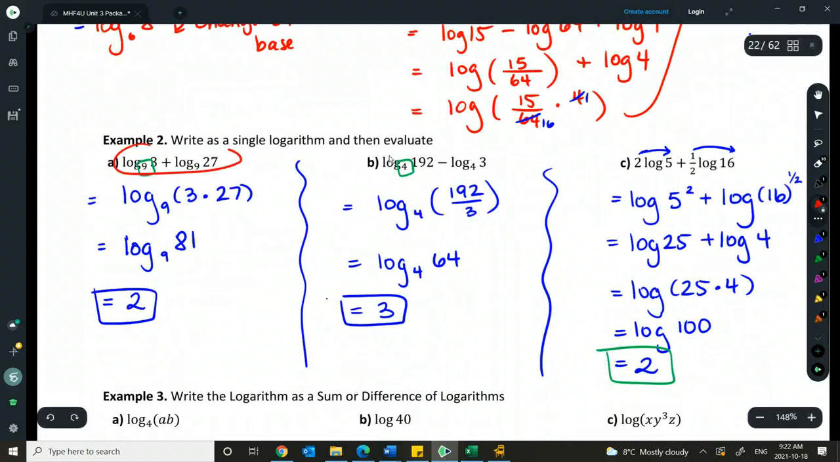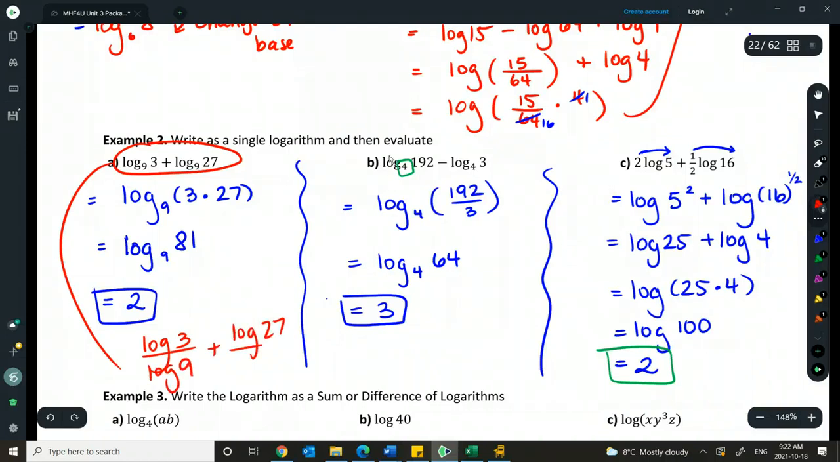So if I wanted to evaluate any of these, I would evaluate log 3 over log 9 plus log 27 over log 9. And then I would just double check that I would get 2 from that. Right? That's how I would evaluate all of these logarithms that don't have base 10 on my calculator.